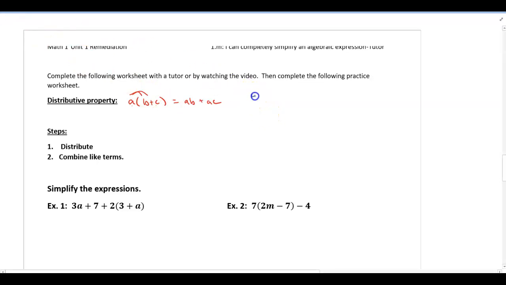So if I gave you an example like this, 4 times x plus 3, I'm going to distribute the 4 to the x and the 3. 4 times x is 4x. 4 times 3 is positive 12, so we add it. But if I gave you something like 8 times 2x minus 3, right? When I go to distribute the 8 times 2x is 16x, but 8 times negative 3 is negative 24. Therefore, I would subtract the 24.